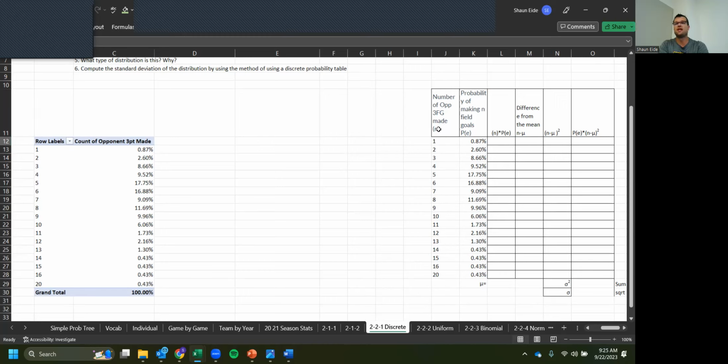You'll notice that it says N, where N is the number of field goals made. So we've got N all right here, and then we've got the probability of each one of those. So for N equals 1, what's the probability that the opponent made one 3-pointer in a game? What do you guys think? Point 87, right? And then the probability of them making 2 3-pointers is going to be 2.6%, and so on and so forth. So we've got the probabilities right here, and the 3-pointers right here.